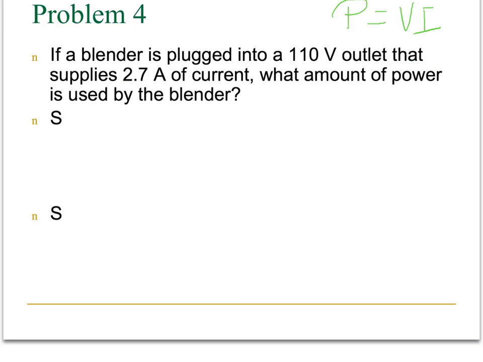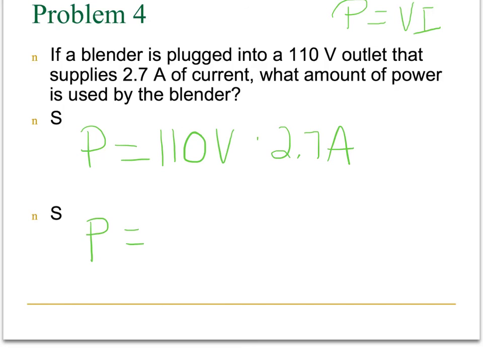Our equation's already set up to solve for the unknown we're looking for, so now we just simply have to plug in our numbers. So we get power equals 110 volts times 2.7 amps. When we plug those numbers into a calculator, we get power equals 297 watts.